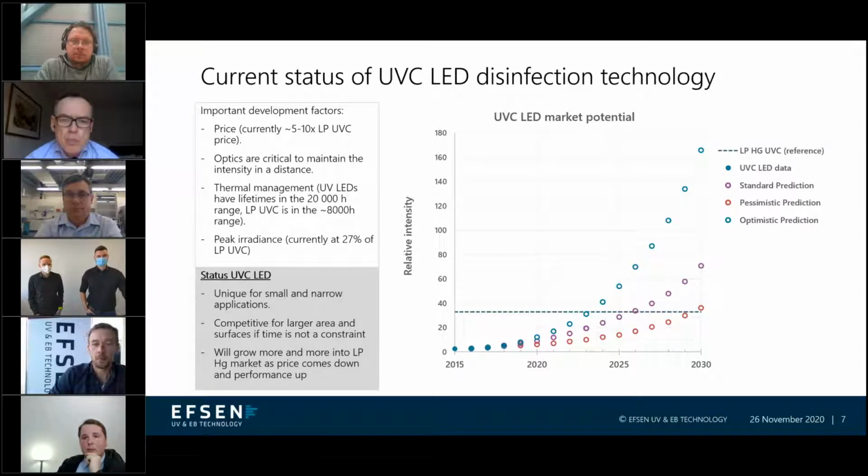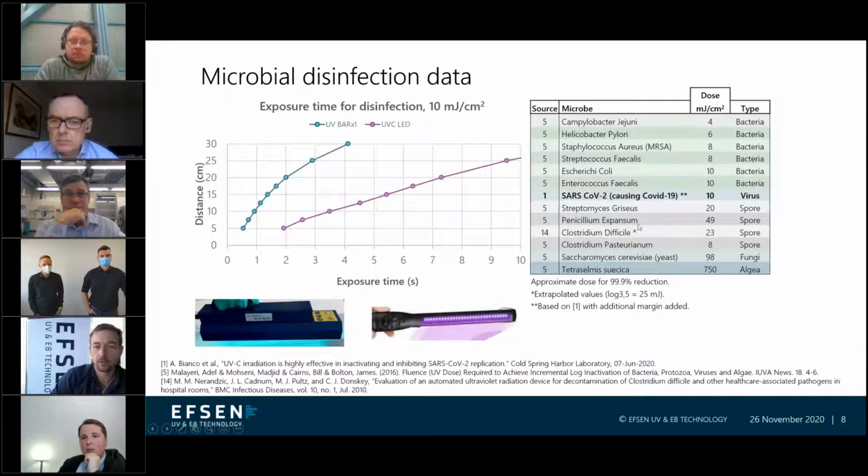Ray told me that I was going to give a short information on bacteria and virus. I'll just say shortly that the SARS-CoV-2 that everybody's talking about needs 10 millijoule per square centimeter for a log 3 reduction. And if we use an LED one there, we're looking at about 3.5 seconds at 10 centimeters distance, and about 1 second with a mercury source.